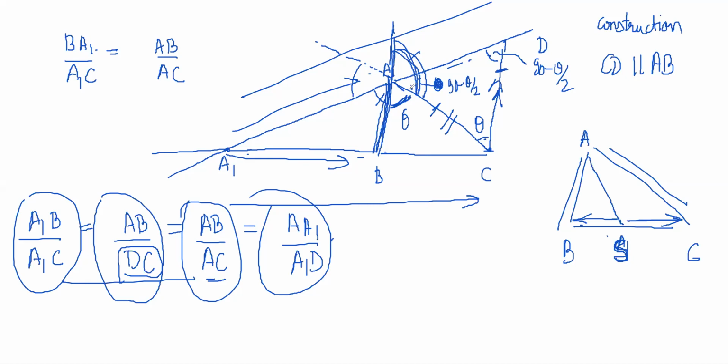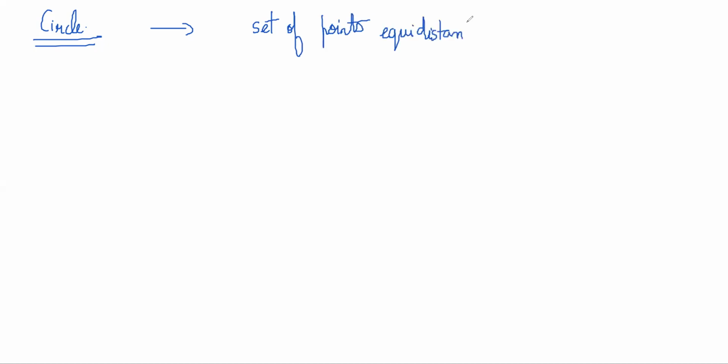Okay. So then we come to circles. Circles, we'll prove a few properties of circles, and then we'll move on to triangles. So circles, what is a circle? Everyone knows. Circle is a set of points which is equidistant from a fixed point, and that distance is called radius.